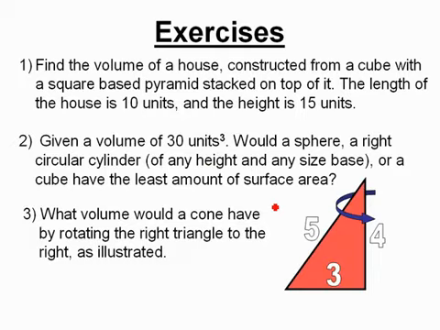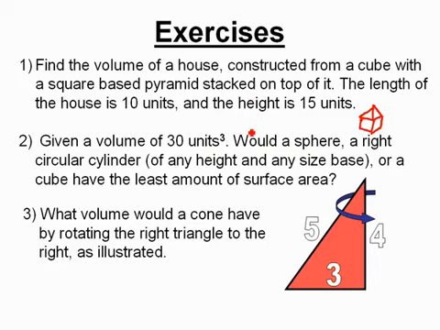And now for some exercises. Find the volume of a house constructed from a cube with a square-based pyramid stacked on top of it. The length of the house is 10 units, and the height is 15 units. So the house would look something like this. You've got a cube as the base, and a pyramid for a roof, something like that. And you know the length of the house is 10 units, and the height is 15 units.